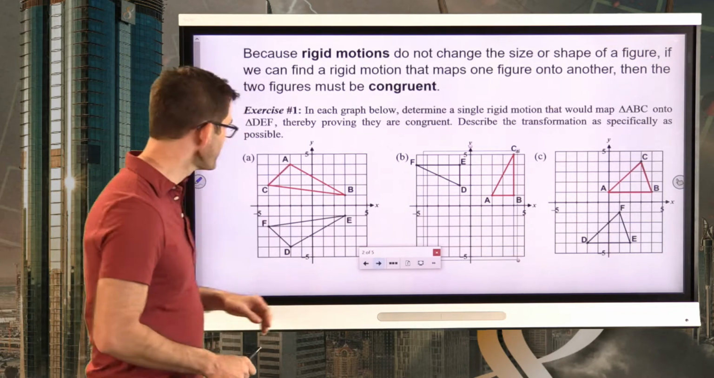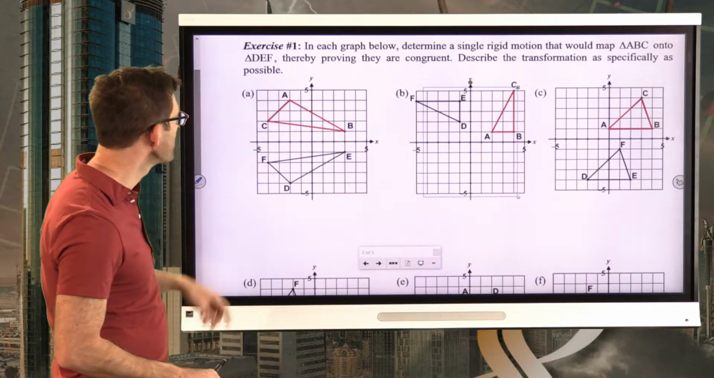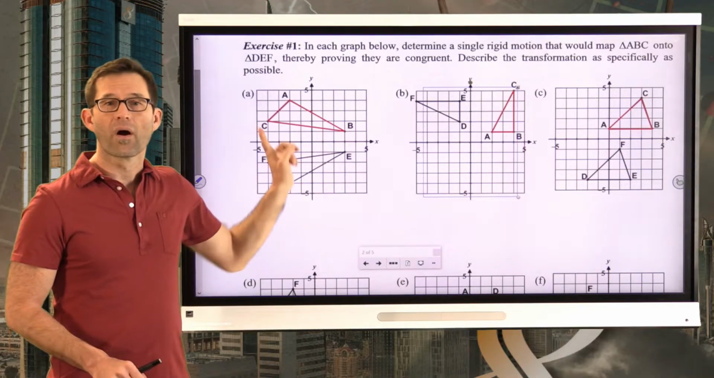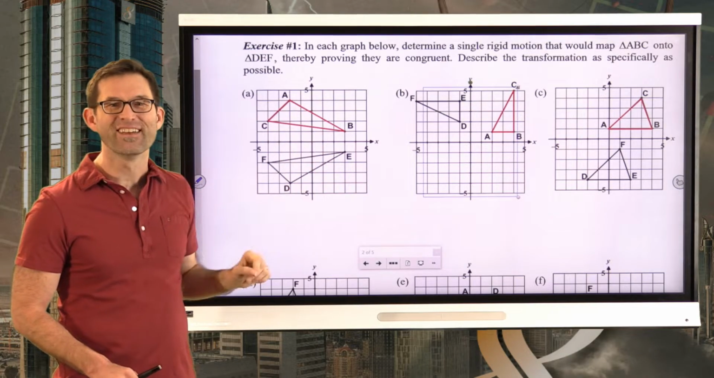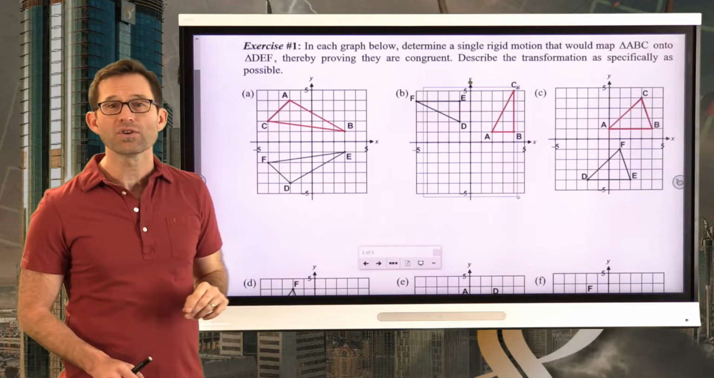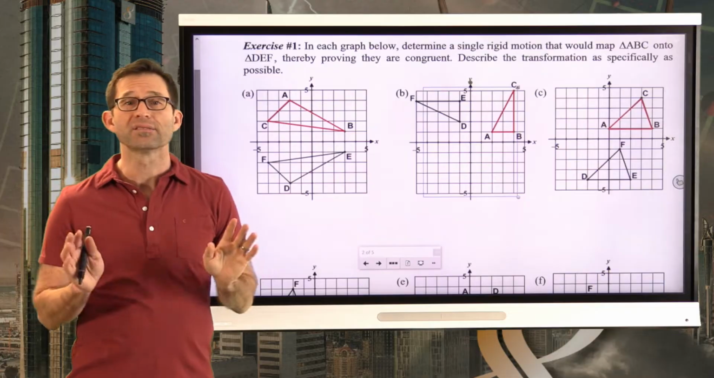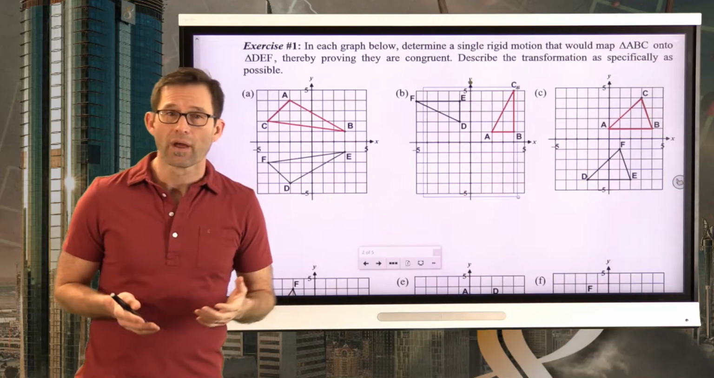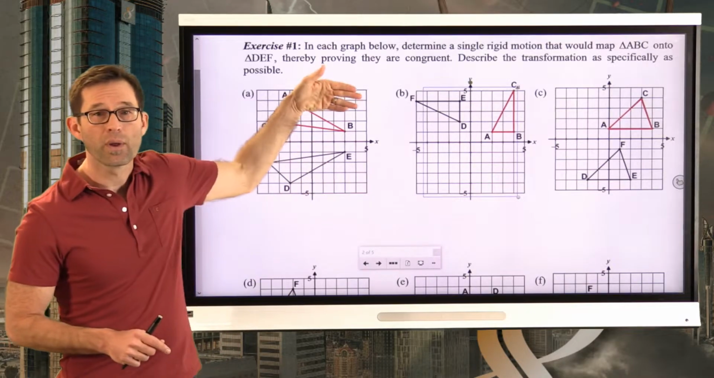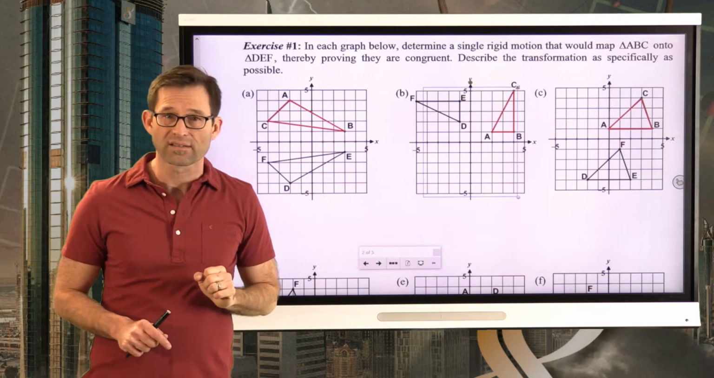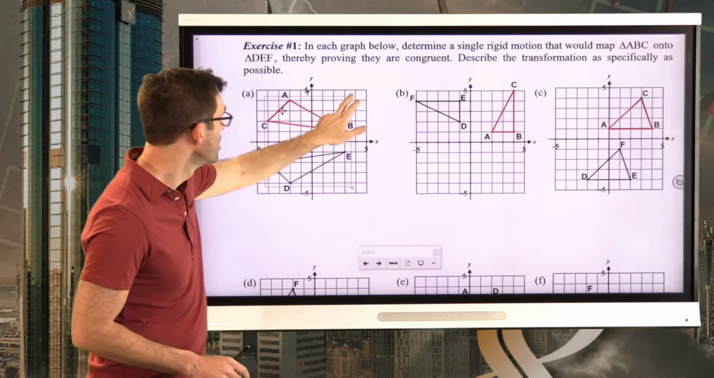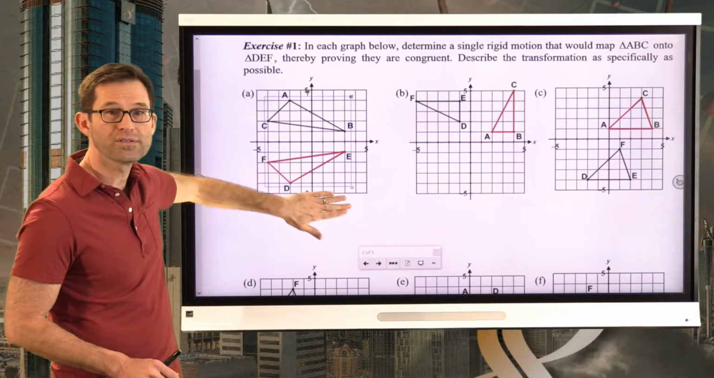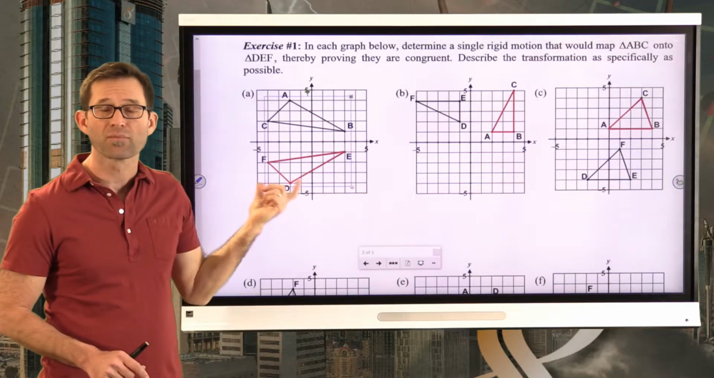Let me just bring this up a little bit. Let's take a look at letter A. Here we've got our original, which is our pre-image ABC, and our image triangle DEF. The question is, what could we do to this triangle, a single transformation, that would map it onto this one? Hopefully it's fairly obvious that we would reflect it across the x-axis. If I do what's called a flip, if I simply flip this across the x-axis, notice that it gets mapped on here.